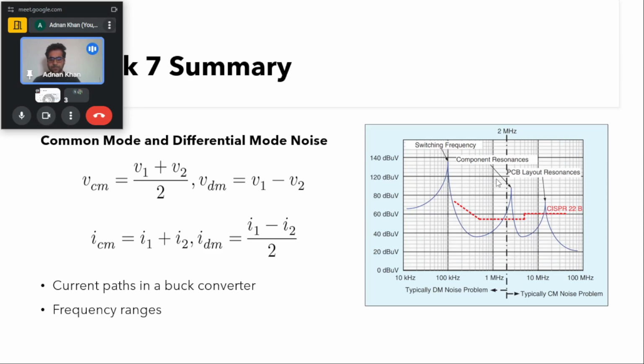So what we usually see is the common mode noise problem, which is due to the parasitic capacitance, and these are at very high frequencies. And the differential mode noise problem, which is usually due to the parasitic inductance, is at lower frequencies, not that low, at around the megahertz and hundreds of kilohertz level. And the common mode noise problem dominates at very high frequencies, in the tens of megahertz.